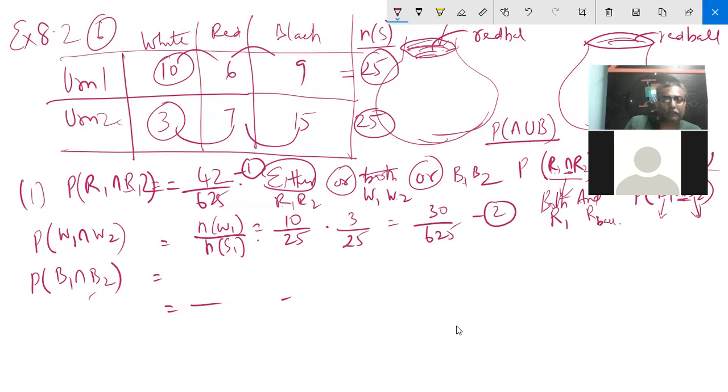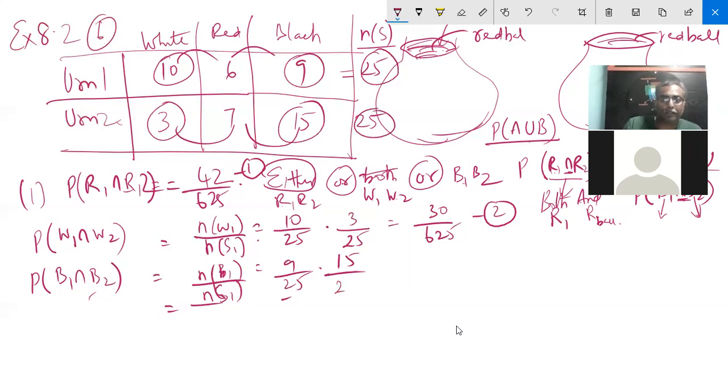Third one is blacks. How many n of black is? N of B1 divided by n of S1. That is equal to black is 9 divided by 25. What is black in urn 2? B2. Okay, how many blacks are there? 15 are there. Into 15 by what is the n of S2? 25 again. Okay, 25. So 15 into 9, how much? 15 into 9, 135. That is 135 by 625.